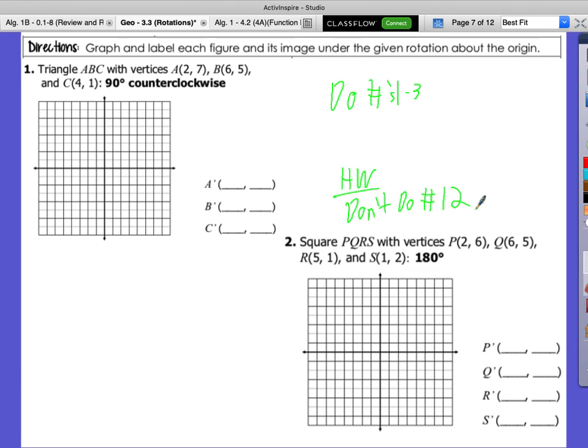A reminder, once you've done all 3, have them checked, and got them correct, we can start on the homework. It's on my desk.